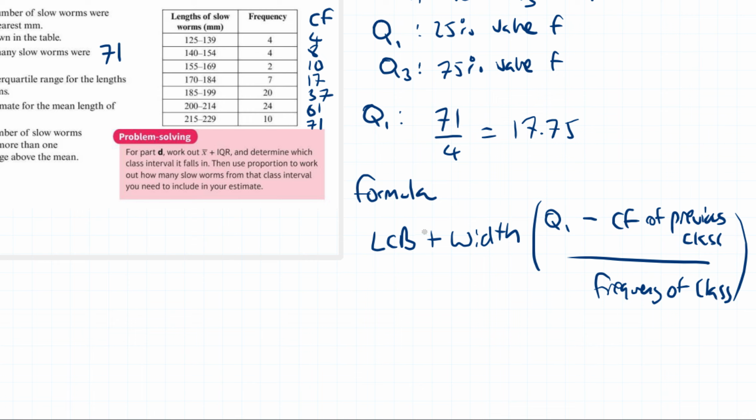The first thing we're going to do is the lower class bound. Here we're looking at 17.75. That means it's going to be in a particular class. To find which class it is, we look through the cumulative frequency. We find that 17 is at 170 to 184, so that's the maximum of this class. Therefore the class that we're in is going to be the 185 to 199 class. Notice here that the numbers do not match up, there is a gap between the end of the previous class and the start of the next class.